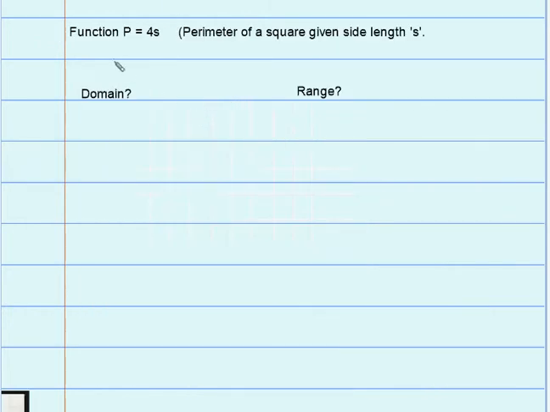Now let's take a look at the function perimeter equals 4 times s. That is the perimeter of a square given your side length of s. Oh, there should be a parenthesis back here. What is the domain for this function? Now, the value that we get to choose is s. So this is your input.